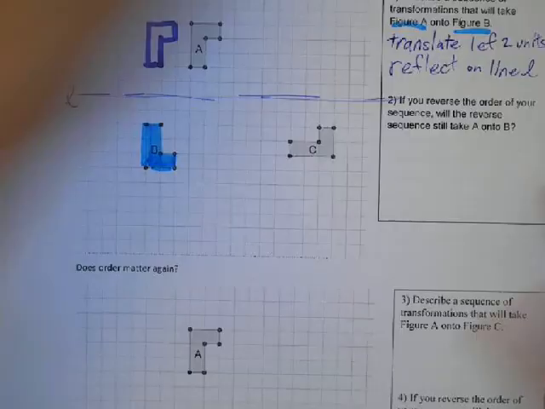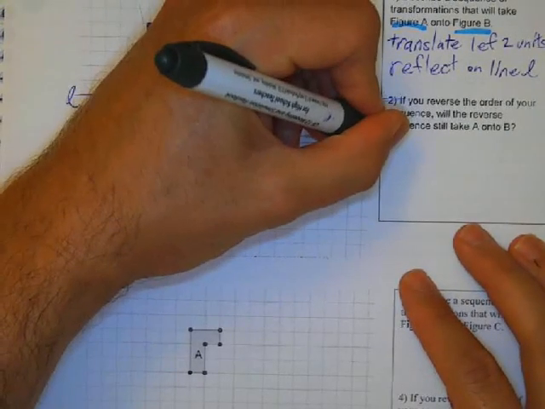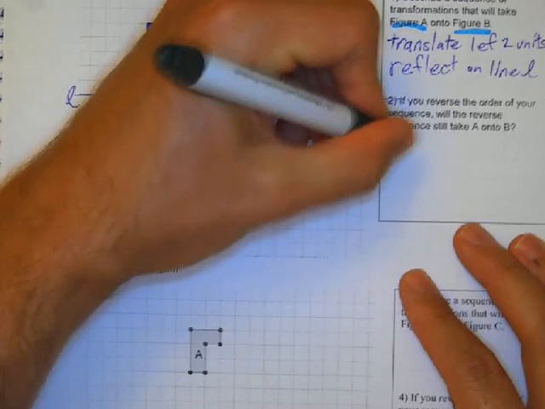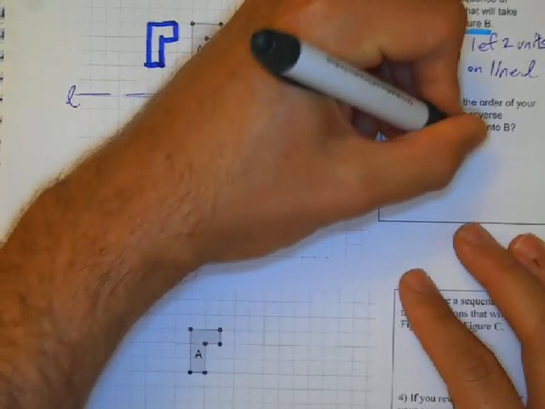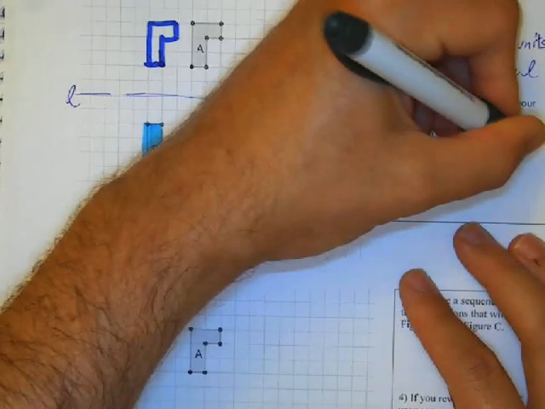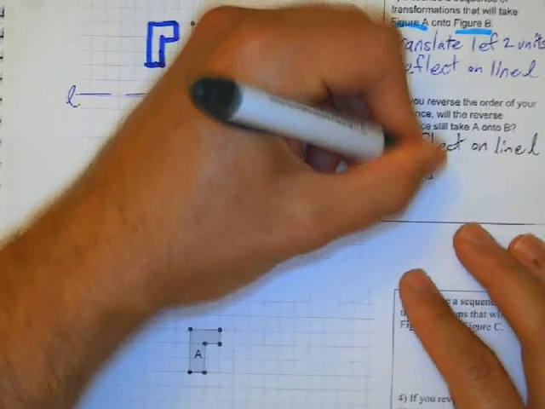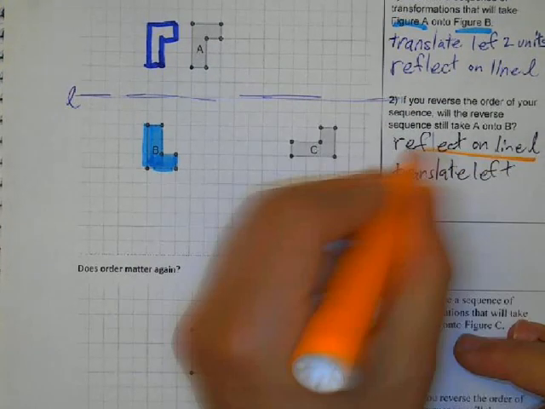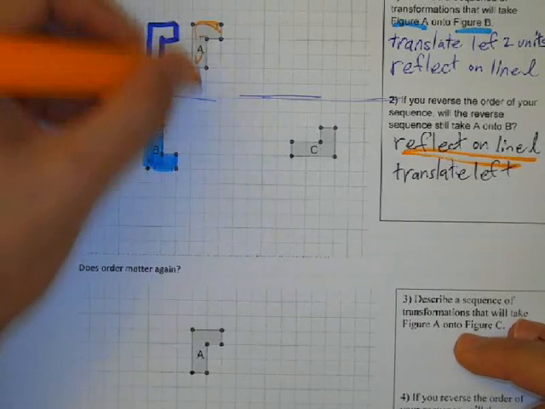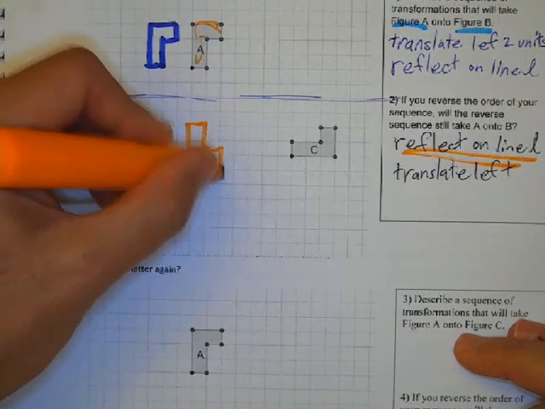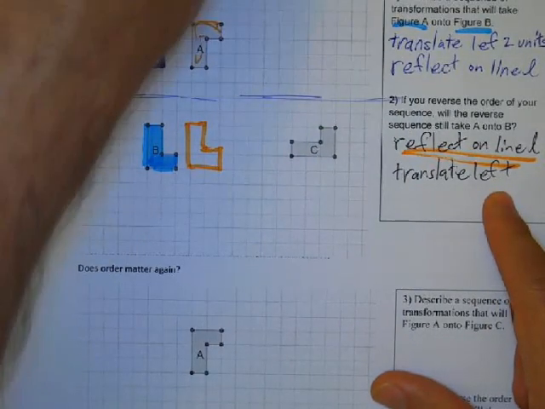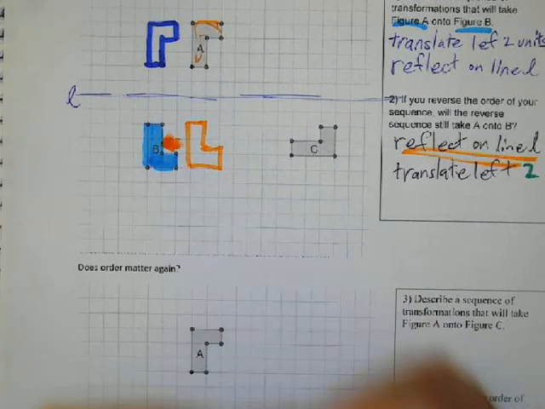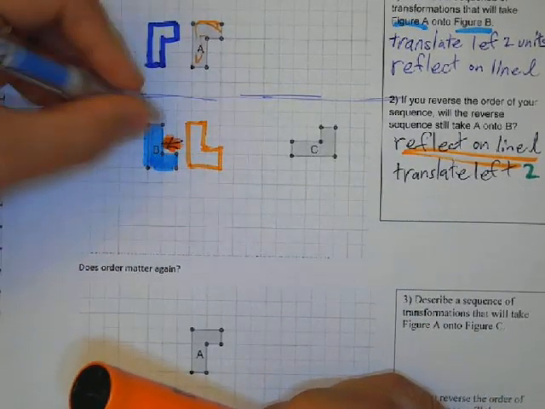Now let's do this in reverse. Can I reflect on line L first and then translate left? So I'll do this in orange. If I reflect my original shape here, then I'm going to get here. And then can I translate left 2 units? Can I move this over to here, left 2 units? Yes. If I move it 2 units, then I'm here.